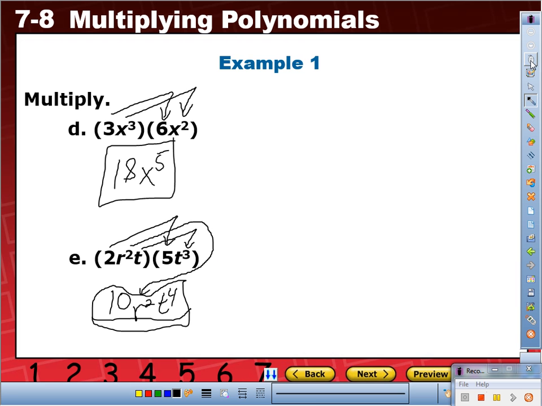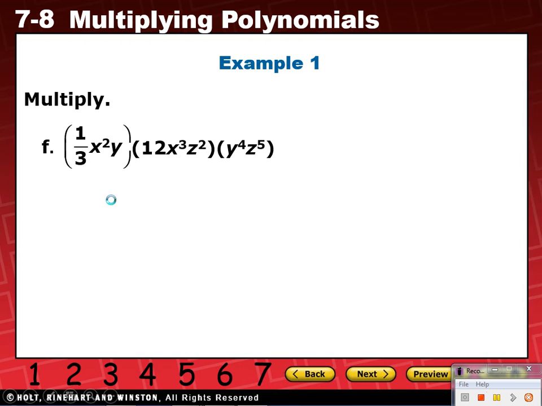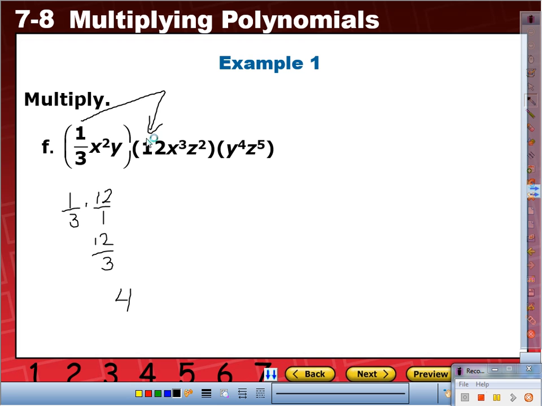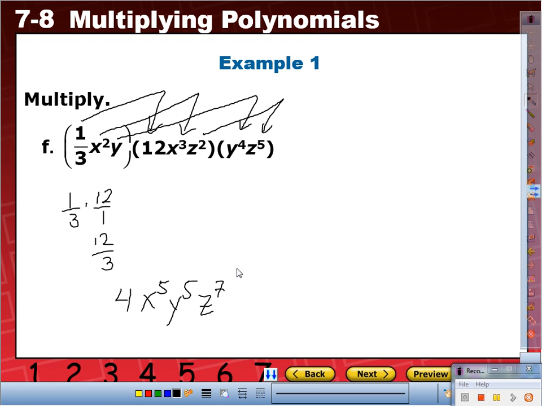And F, for this one, let's see. 1/3 times 12 becomes 1/3 times 12 over 1, which becomes 12 over 3, which becomes 4. X to the 2nd times x to the 3rd becomes x to the 5th. Y to the 1st times y to the 4th becomes y to the 5th. And z to the 2nd times z to the 5th becomes z to the 7th. Because this is 2 and 5, that becomes 7.